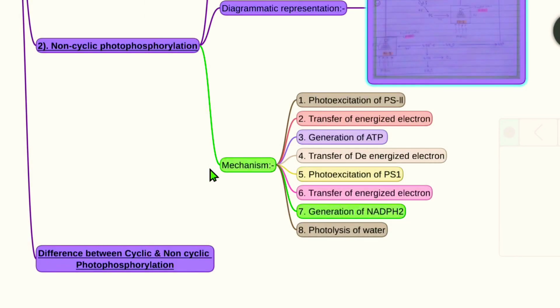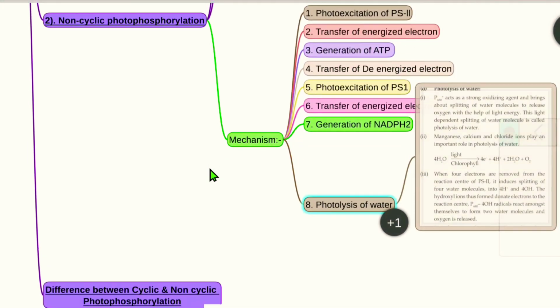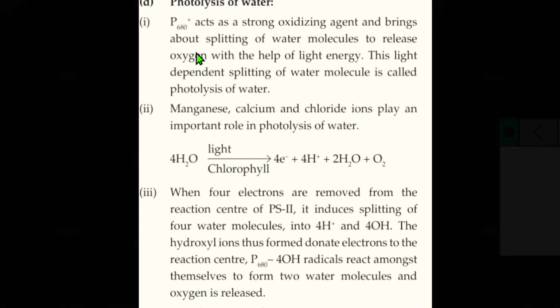Next, let's see the photolysis of water. P680 acts as a strong oxidizing agent and brings about splitting of water molecules to release oxygen with the help of light energy. This light-dependent splitting of water molecules is called photolysis of water. This is important: magnesium, calcium and chloride ions play an important role in photolysis of water.